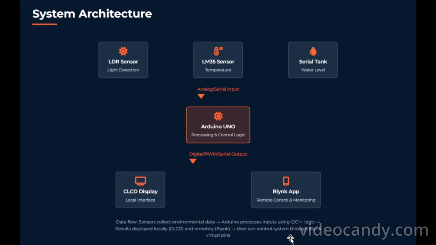The system architecture is straightforward. Sensors such as LDR, LM35, and the virtual serial tank send data to the Arduino Uno. The Arduino processes the readings using program logic and outputs the result to the CLCD display and the Blynk app. Through the app, I can monitor the system, control devices remotely, and receive alerts whenever sensor readings cross predefined thresholds. This architecture demonstrates the flow of data to processing to output in an IoT system.